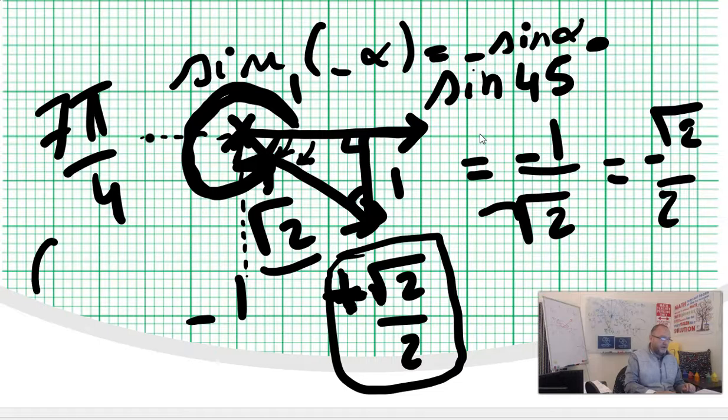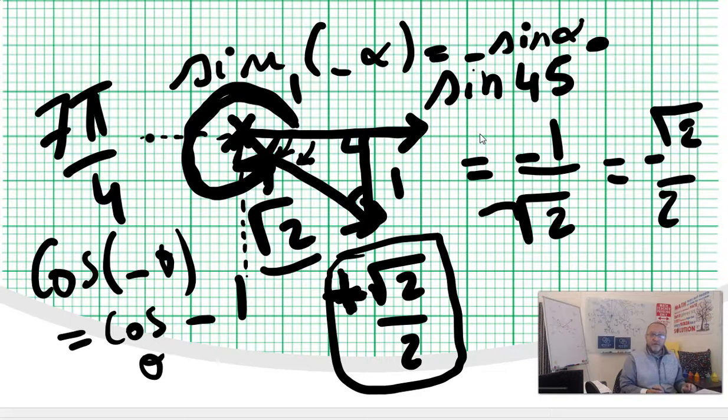So in quadrant 4, cosine of minus theta equals plus cosine theta. However, sine of minus theta equals minus sine of theta because of the location again.